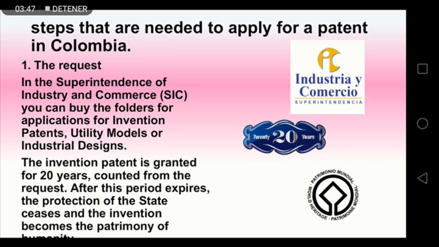Steps that are needed to apply for a patent in Colombia. 1. The request. In the Superintendence of Industry and Commerce, you can buy the folder for application for invention patents, utility models, or industrial designs. The invention patent is guaranteed for 20 years, counted from the request. After this period expires, the protection ends and the invention becomes the patrimony of humanity.